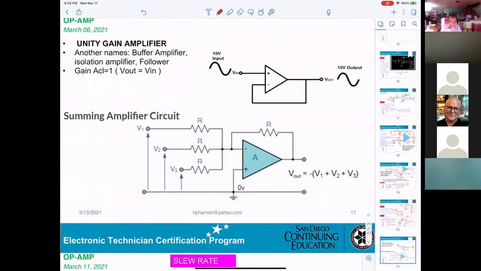You need to get an amplifier. When you say this, the operational amp connects this way: output connects to the negative input, and input applies to the positive. No resistance at all. They call it a unity gain amplifier. Unity gain amplifier means the gain equals one. Input and output are the same, so that's why they get different names. This can be a buffer amplifier, isolation amplifier, or follower amplifier, and the gain equals one.